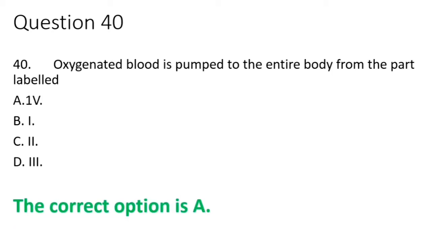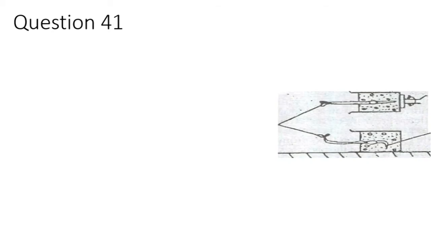Okay? It is the part labeled 4. It is pumped from here, then through the aorta to all the parts of the body. So the correct option is option A for question number 40.